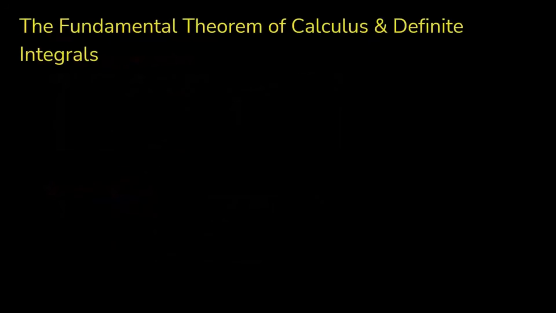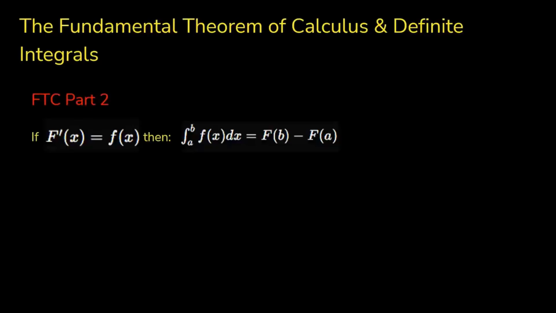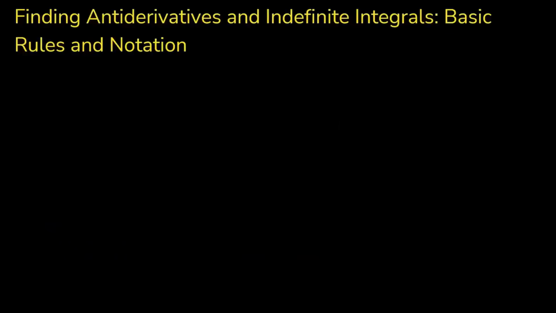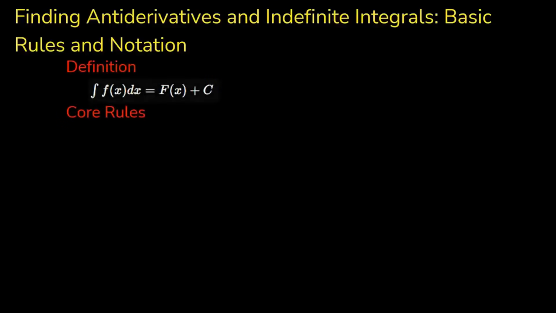Now, for the second part of the Fundamental Theorem of Calculus: if capital F prime is equal to little f, then the definite integral from a to b of little f is equal to capital F of b minus capital F of a. You must be able to do this both with and without a calculator or Desmos. There are several different rules and notations that we need to understand. An indefinite integral is equal to capital F of x, its antiderivative, plus c.